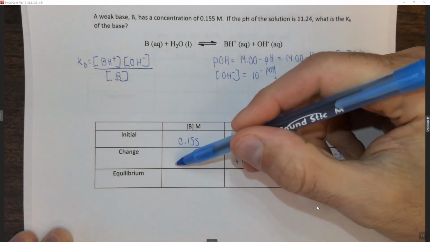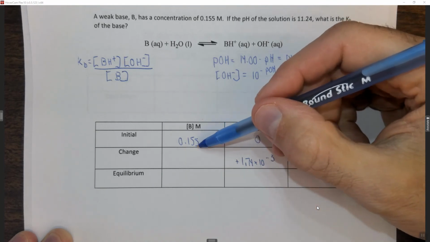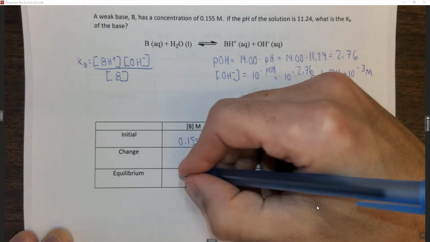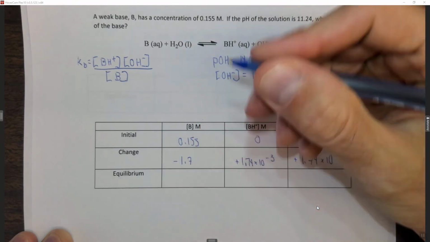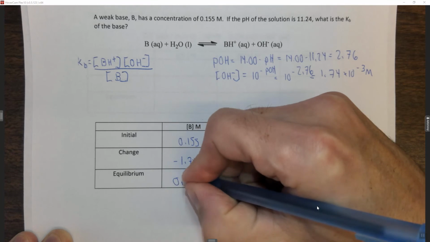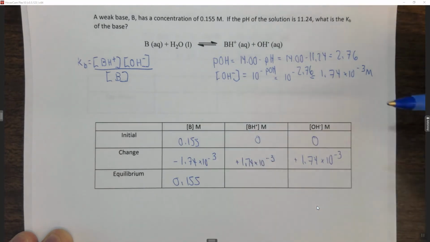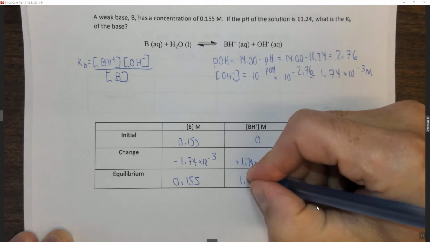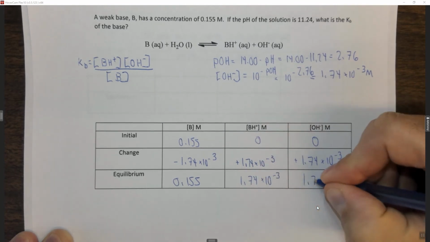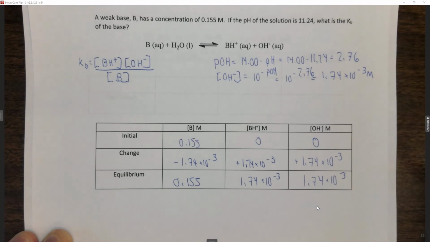Now here we could theoretically subtract 1.74 times 10 to the minus 3, but that's only about 1% of this one, so we don't need to do that. Whether you do that or not, it's kind of arguable. But I'm just going to put this as 0.155 molar and assume that this is insignificant. Over here, we get 1.74 times 10 to the minus 3, and we get 1.74 times 10 to the minus 3. Remember, our goal is to find Kb.